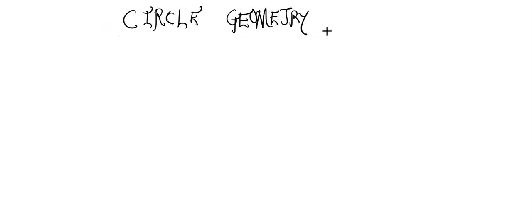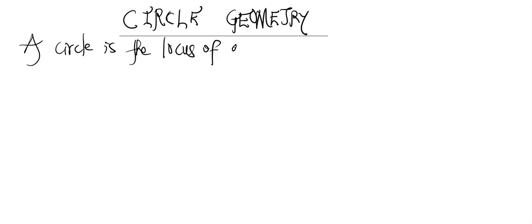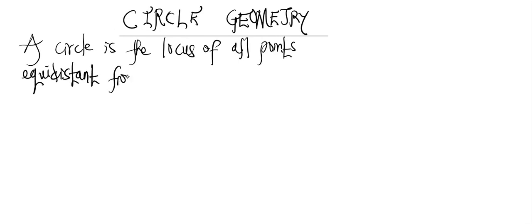Okay, so let's first define a circle. A circle is the locus of all points equidistant from a fixed point. The fixed point is the center of the circle.